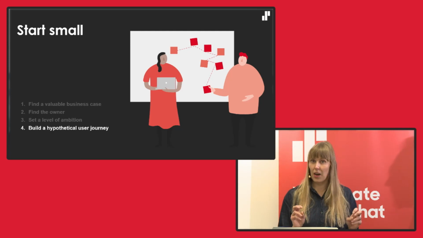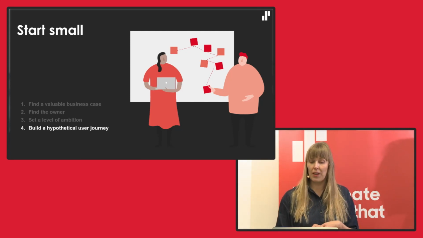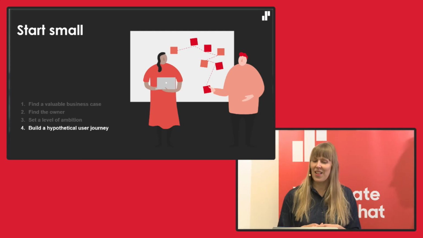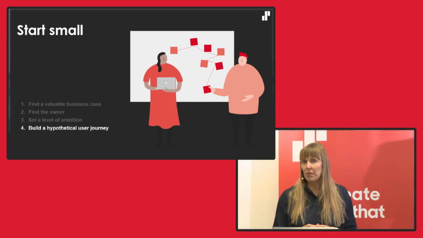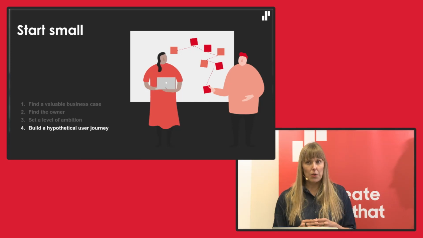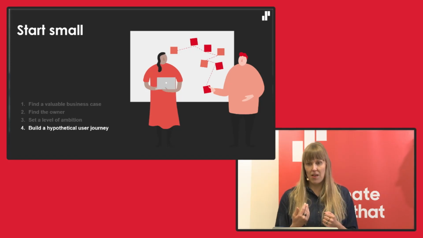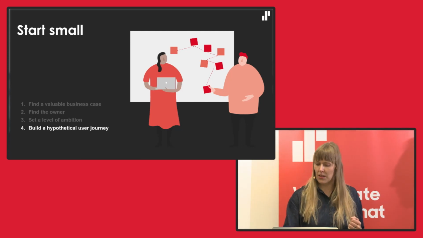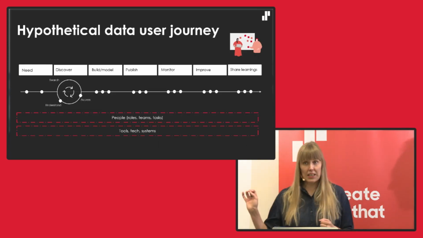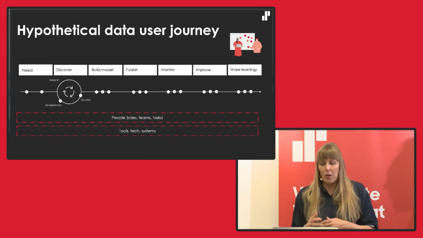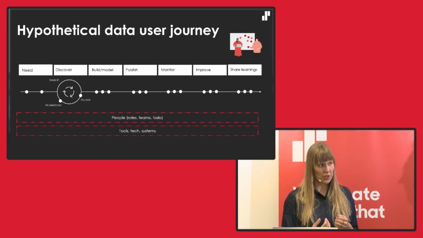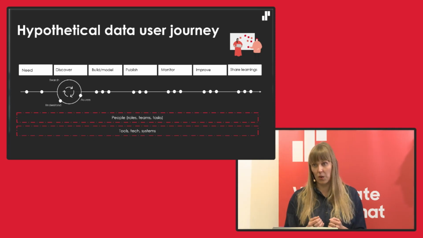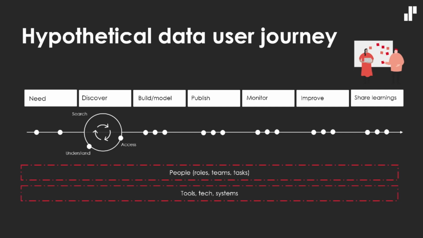And the fourth, start small steps, would be building what I call a hypothetical data user journey. I will have an example of this. It's quite a basic design tool. It's an example from the case that we used early on. The journey should reflect the future: how your teams and organizations are actually going to work with this new approach. How is it going to happen?